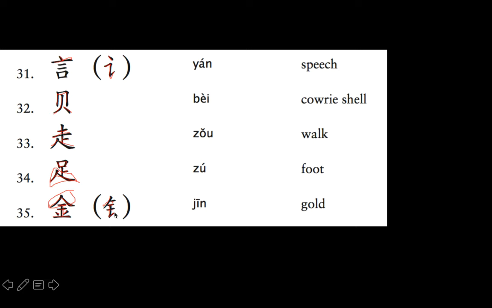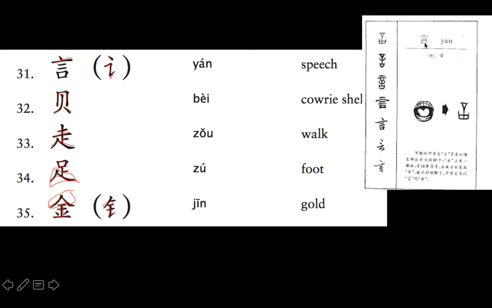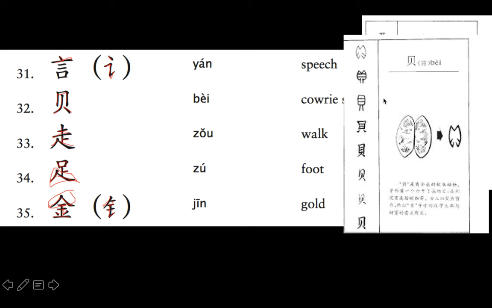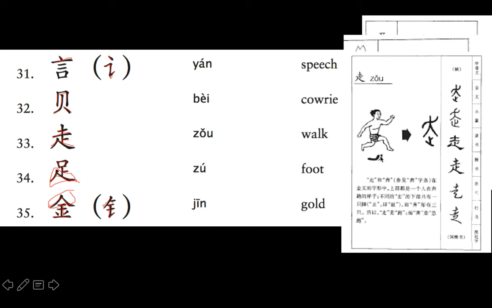Yan, this is your mouth. This is your tongue. So yan means speech, mouth and tongue. Bei, shell. Bei, like shell, right? Zou. Walk. So this is a person with the arms waving. And these are the tracks under the person. So 走.